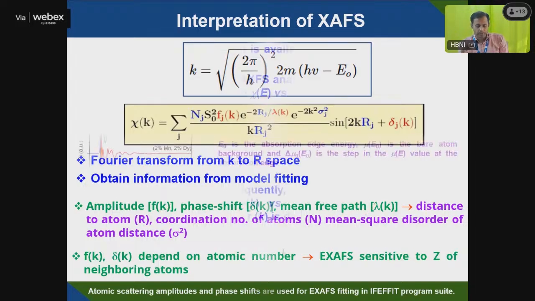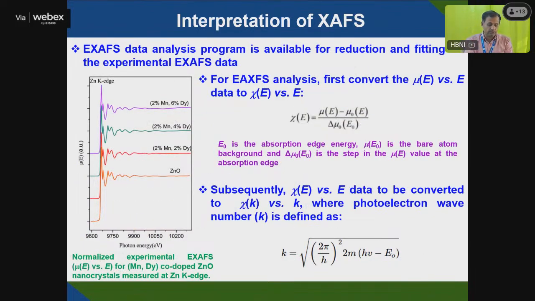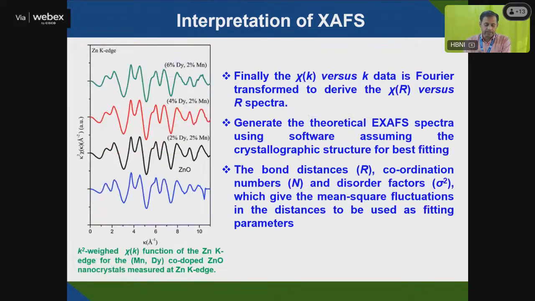Because of all those parameters, mainly you get photon energy versus mu float. Once you get photon energy versus mu, you convert the attenuation mu(E) to chi(E). Once you convert it, you can plot chi versus k, or k squared chi versus k, and you will get this type of peak. For the zinc K-edge peak, you can see the peak position, and from there you can find out the bond length.